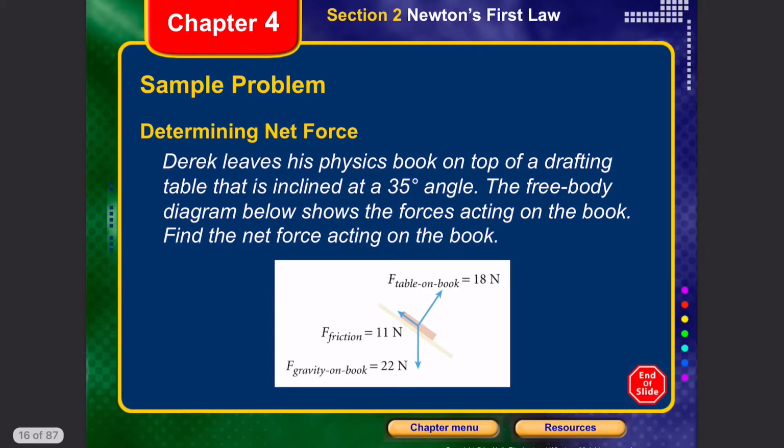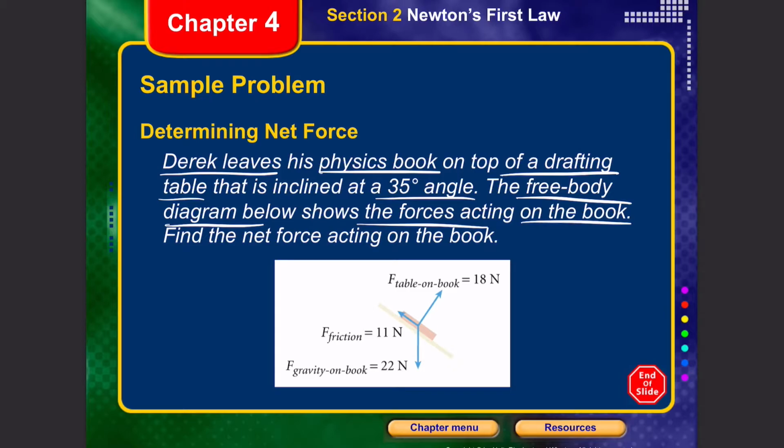So let's take an example here and try to use this problem to understand how to determine net force. Derek leaves his physics book on top of a drafting table that is inclined at a 35-degree angle. The free body diagram below shows the forces acting on the book. Find the net force acting on the book. This is the free body diagram of the book, and it shows that the force of the table on the book is 18 Newton, the force of friction is 11 Newton, and the force of gravity on the book is 22 Newton.